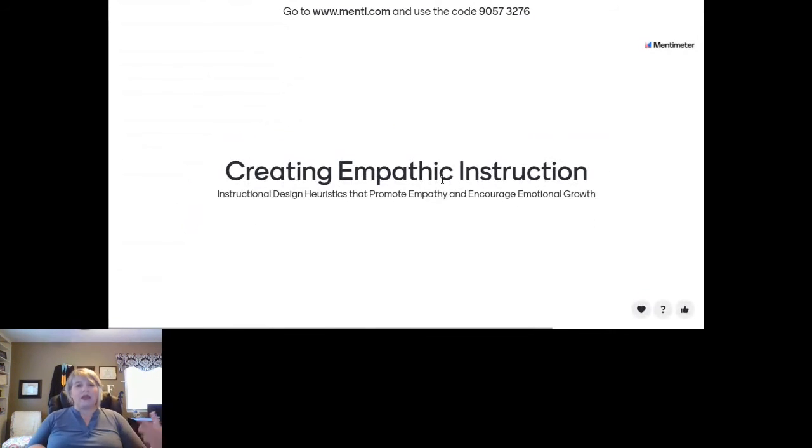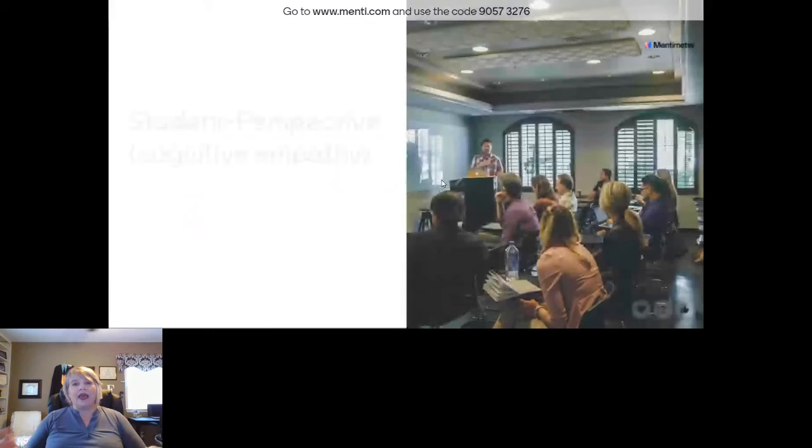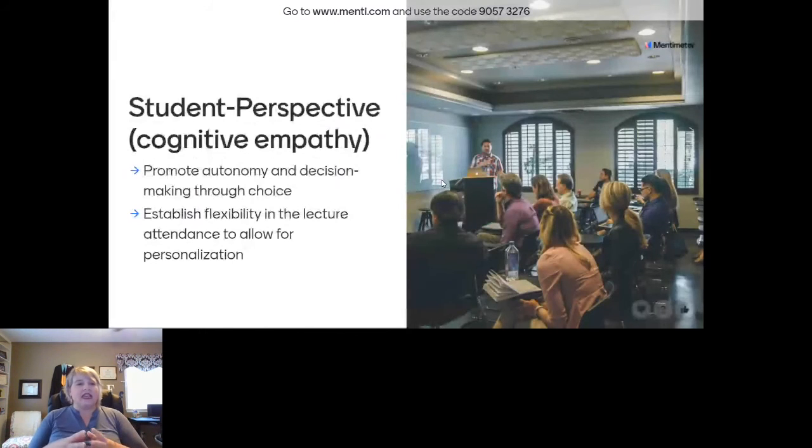So how do we create empathic instruction, and what are some heuristics that we can actually pull out of our magic hat and help our students? So the first thing is student perspective. And I'll look at this from an empathy lens, meaning that I want to understand what you're going through. The student perspective helps us with autonomy and decision making. I want my students to own their learning. I want them to teach themselves with myself as a guide and a facilitator.